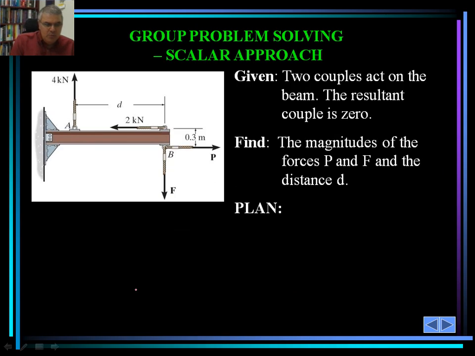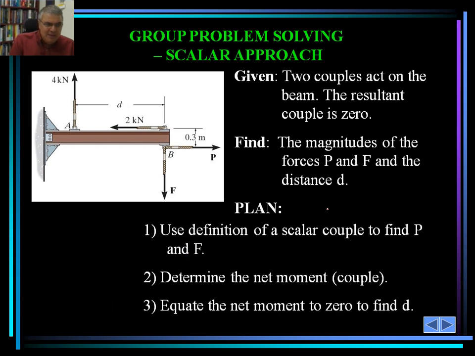Let's move on. A group problem solving, scalar approach. There is such a problem given. So let's use a scalar approach for this problem. Then there would be a vector approach coming after that, and then we would have our attention quiz and wrap this up. So two couples act on the beam. The resultant couple is 0, as you can see here. The magnitudes of the forces P and F and the distance d are to be determined. So we need to look for the magnitude of both P and F and the distance between them.